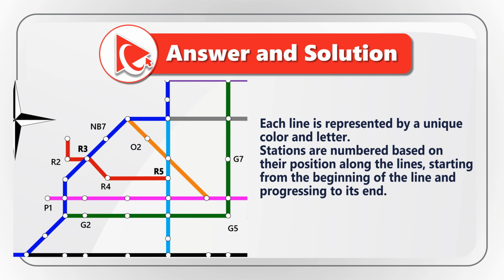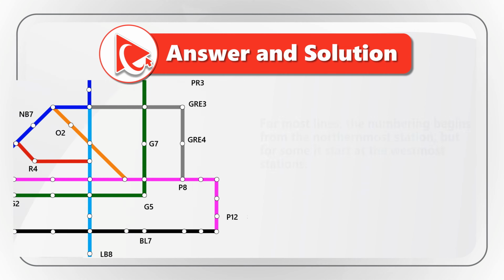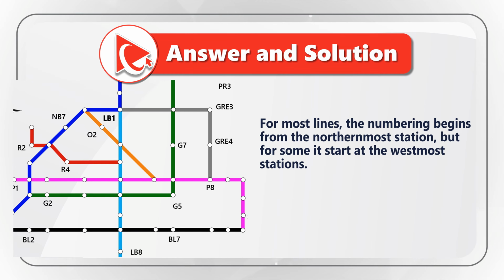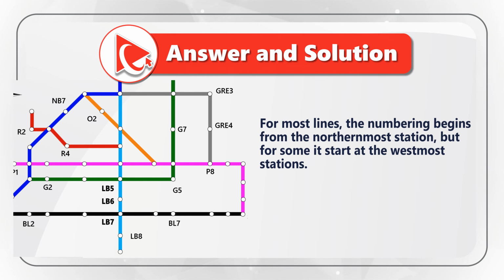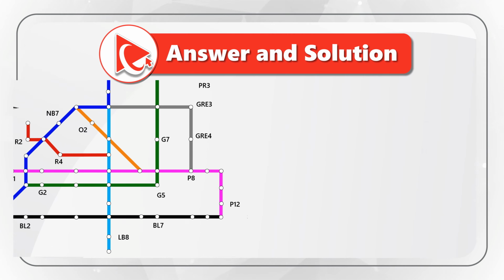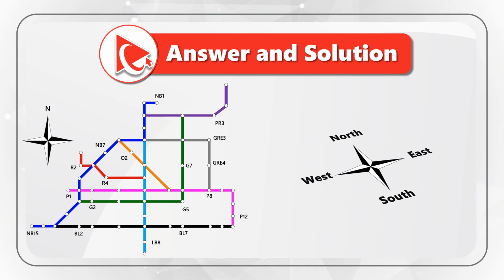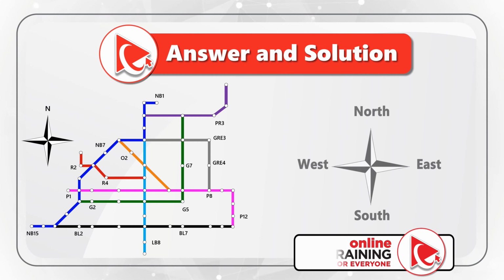Stations are numbered based on their position along the lines, starting from the beginning of the line and progressing to its end. For most lines, the numbering begins from the northmost station, but for some, it starts at the westmost station. We also present it with the compass, which points north, but we can determine west, east, and south directions based on the direction of the north.